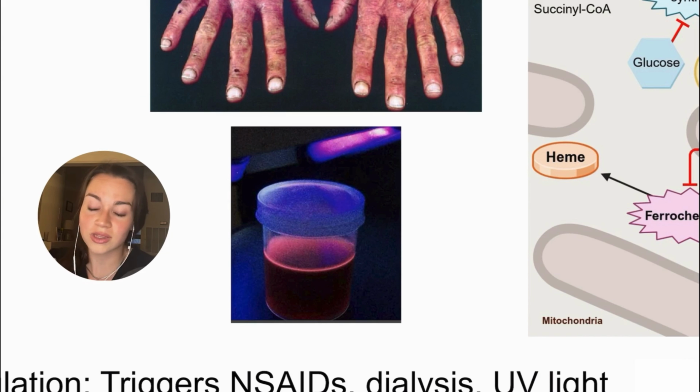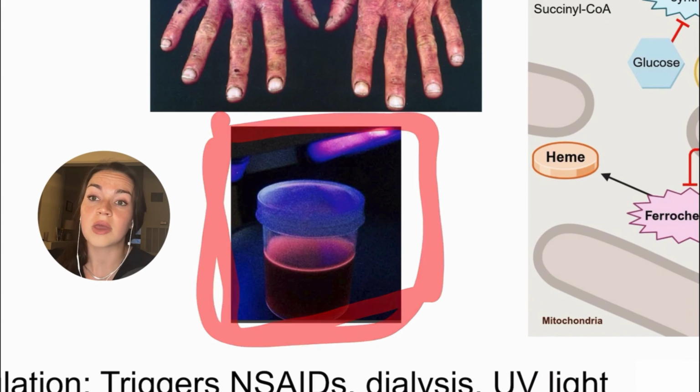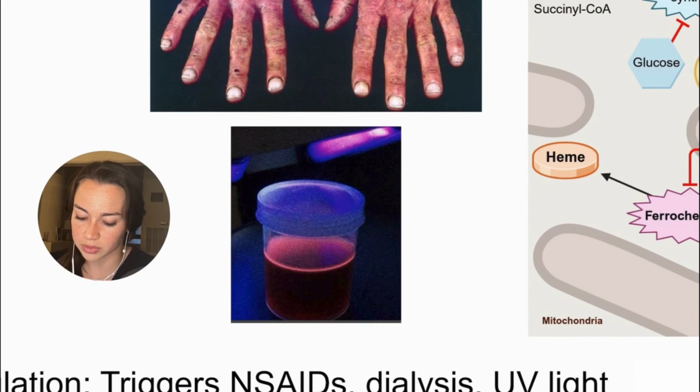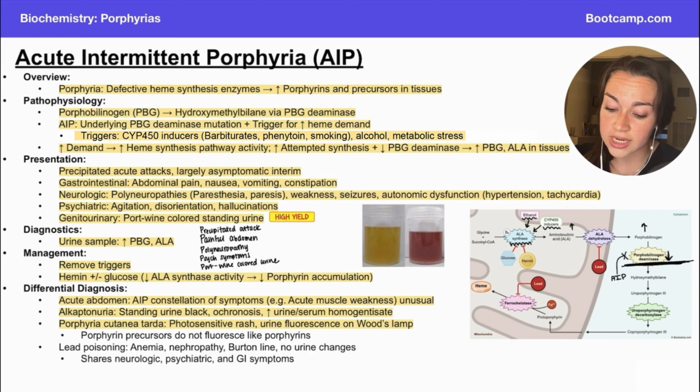We'll talk about this more in the PCT video, but here is an image of the urine of a patient with PCT under Wood's lamp. You can see it's actually fluorescing this coral color under the lamp. Remember, the discoloration of the urine in AIP was standing urine, and it was just under the normal room lights. You just leave it out on the counter for a little bit. There's no special Wood's lamp or anything to make it do that.